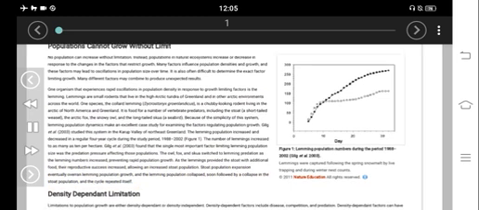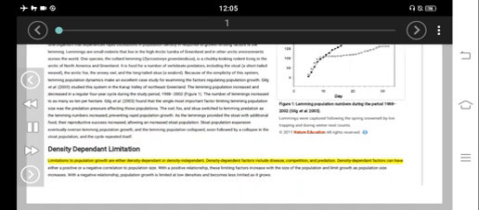Density-dependent limitation. Limitations to population growth are either density-dependent or density-independent. Density-dependent factors include disease, competition, and predation. Density-dependent factors can have either a positive or a negative correlation to population size. With a positive relationship, these limiting factors increase with the size of the population and limit growth as population size increases. With a negative relationship, population growth is limited at low densities and becomes less limited as it grows.